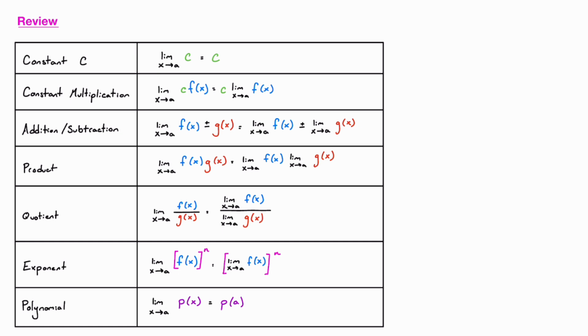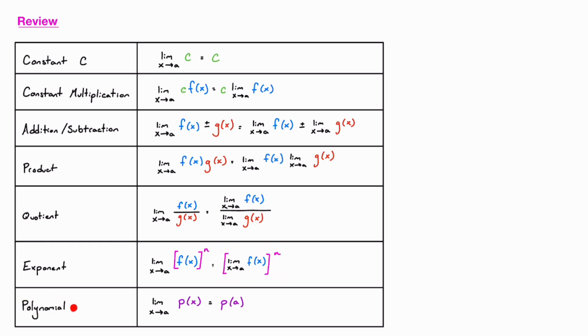And the same thing again for the quotient rule. If we have two functions f and g in a quotient, so f divided by g, and we're finding the limit, then we can find the limit of f of x and divide that by the limit of g of x. For our exponent rule, if we have a function raised to the power of n, and we're finding the limit of this function, then we can take that n and put it outside of the limit and find the function limit as x approaches a and raise it to the power of n.